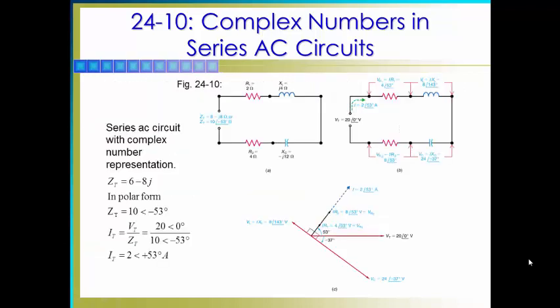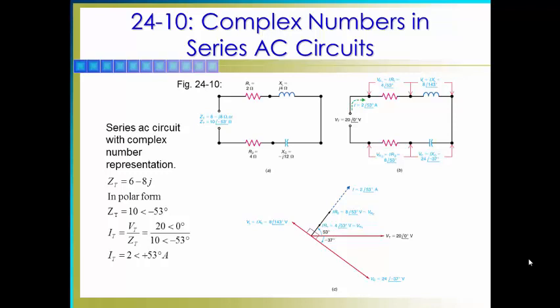So next, we convert the circuit into its AC complex representations, and then when we find out the total impedance, convert that into the polar form, which we talked about in the last section. And the total current is nothing more than the total voltage, which is 20 volts with 0 degrees angle, divided by the total impedance in this case, which is 10 with the angle of minus 53.